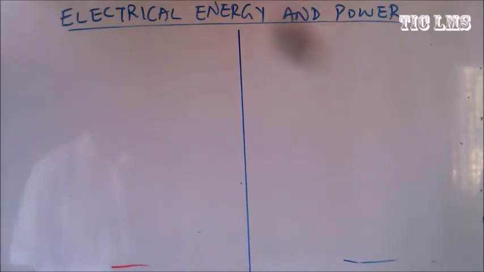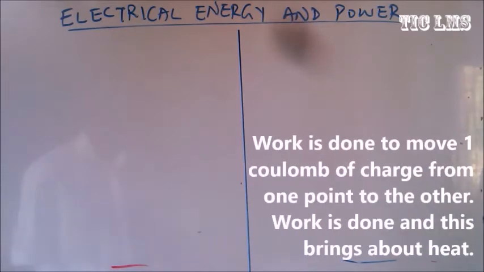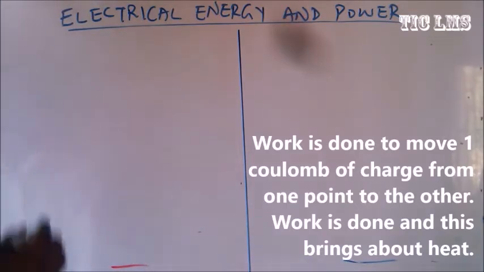Now a coulomb of charge in a circuit is carried from one point to another in a circuit by energy. So work is done to move a coulomb of charge from one point to the other. Work is done and heat is produced when one coulomb of electricity or charge moves from one point to another with a potential difference across the points.